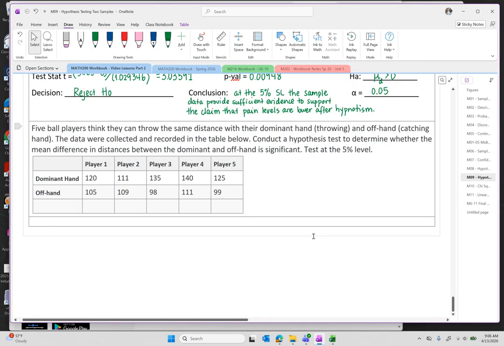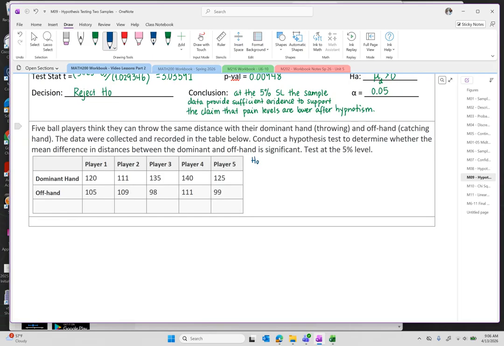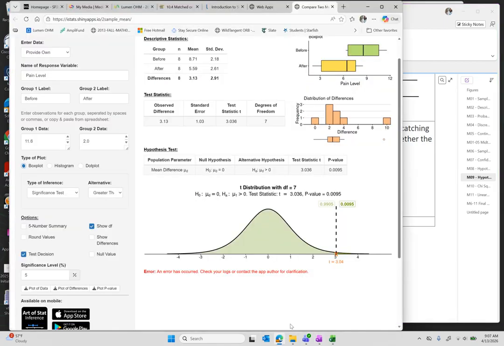Here, our null hypothesis will be that the mean difference will equal 0. There is no difference between the dominant hand and the offhand. And the alternative hypothesis will be that the mean difference is not equal to 0, since it doesn't ask us to decide either way if the dominant hand is stronger than the offhand. And again, without having to do all of this work ourselves, we will just enter the data in ArtofStat.